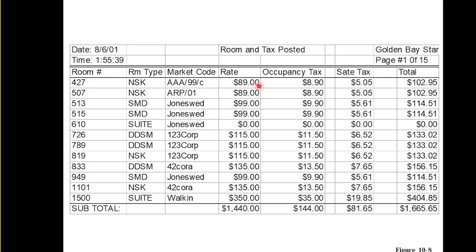Add from room 427 to room 1500. So you need all this to be added and then come up with a subtotal for the room revenue summary. And for occupancy tax, it's the same thing. You need to add all of this to come up with the occupancy tax subtotal.